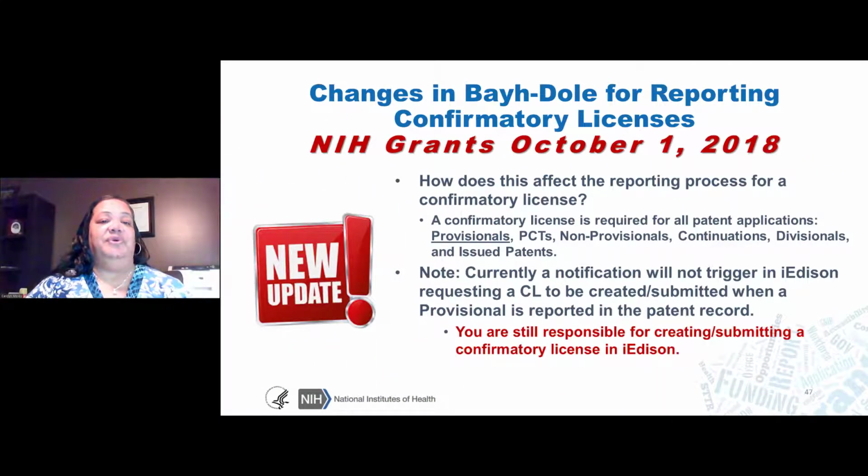Changes in Bayh-Dole for reporting confirmatory licenses. NIH grants implemented October 1, 2018. How does this affect the reporting process for a confirmatory license? A confirmatory license is required for all patent applications, provisionals, PCTs, non-provisionals, continuations, divisionals, and issued patents. Again, I just want to bring to your attention that a notification will not trigger in iEdison requesting a CL to be created or submitted when a provisional is reported. You're still responsible for creating and submitting a confirmatory license in iEdison.